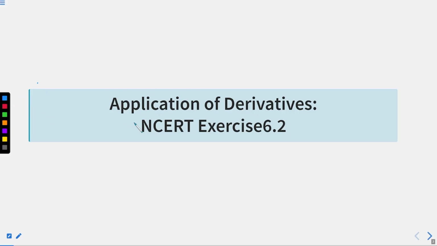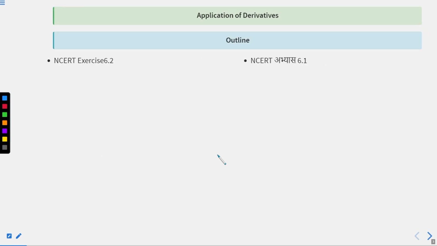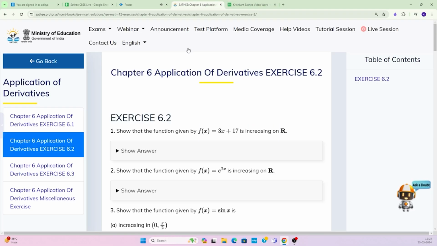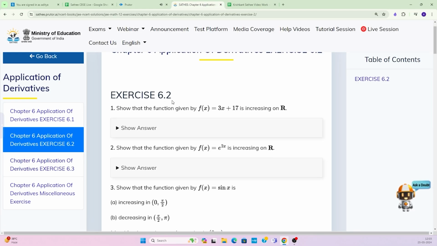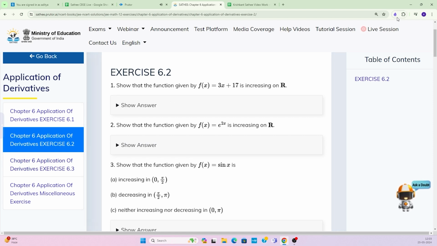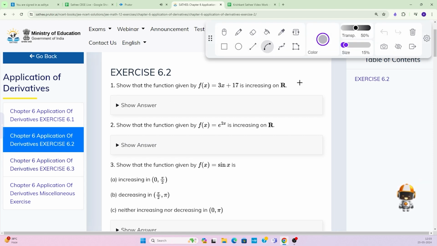Today we will be seeing NCERT exercise 6.2 solutions. The first question says we have to show that the given function, 3x plus 17, is increasing on R. Not find, we have to actually show that this is an increasing function on R.